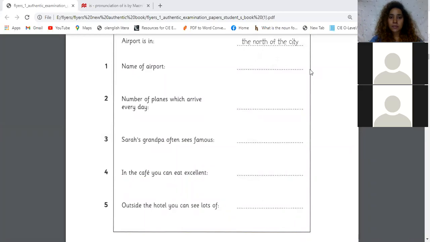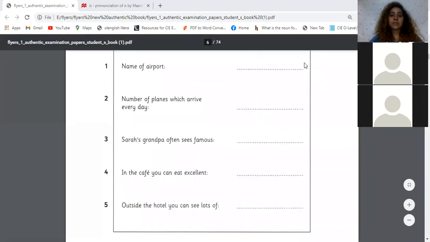Great. And where can you eat there? Well, there's a very nice cafe. The pancakes there are brilliant. Cool. I love those. And is there a hotel where people can stay at the airport? Yes, there's a very big one. It's got lots of flags outside. That's interesting. Okay, thanks, Grandpa. I've got enough to write about now.